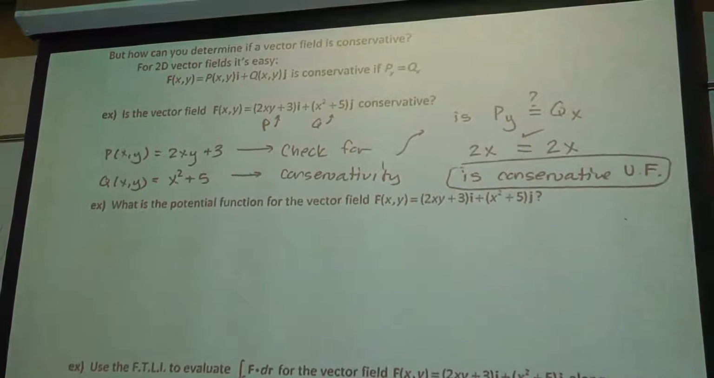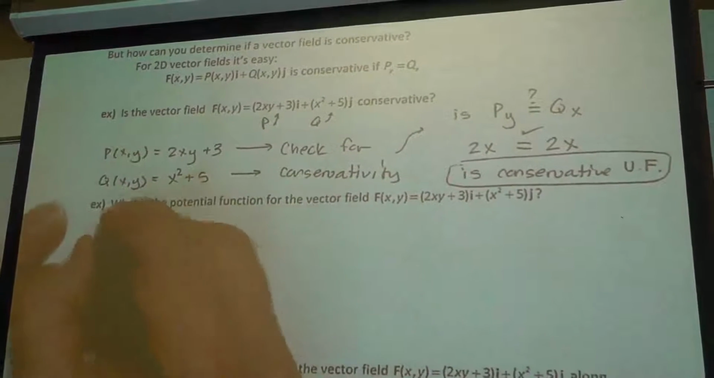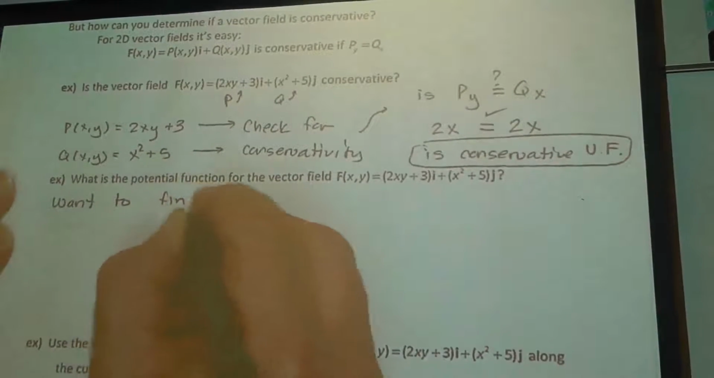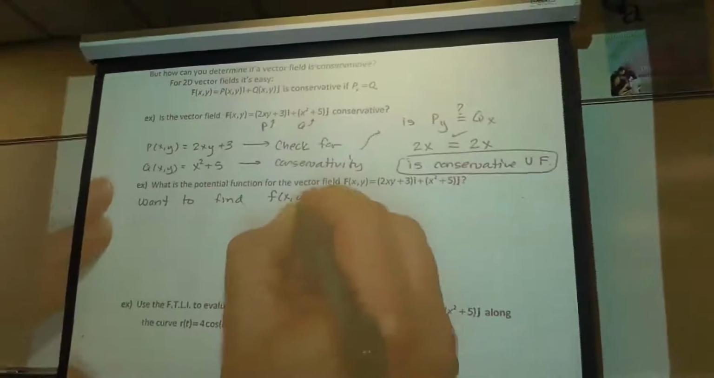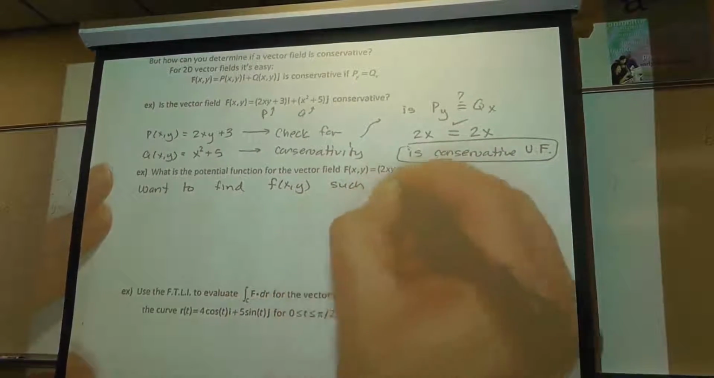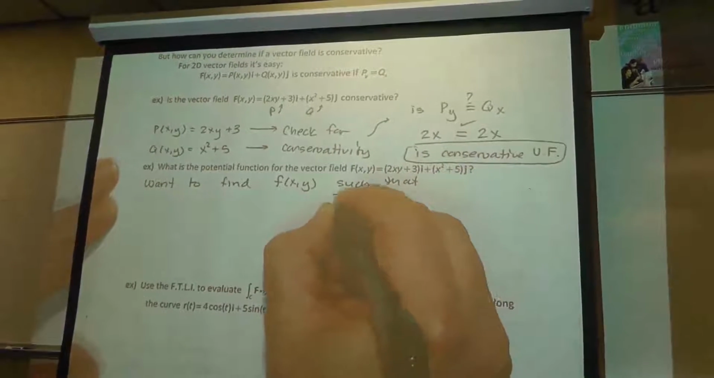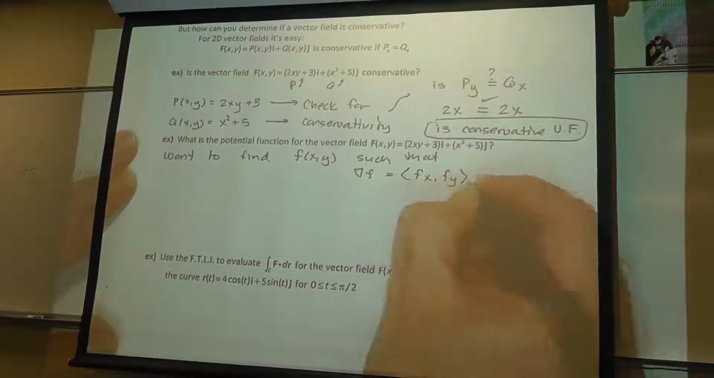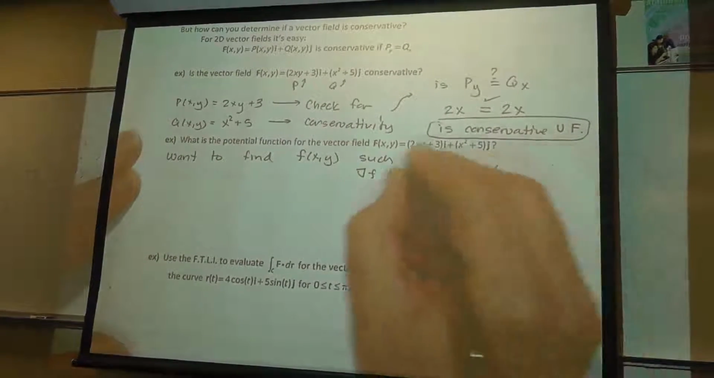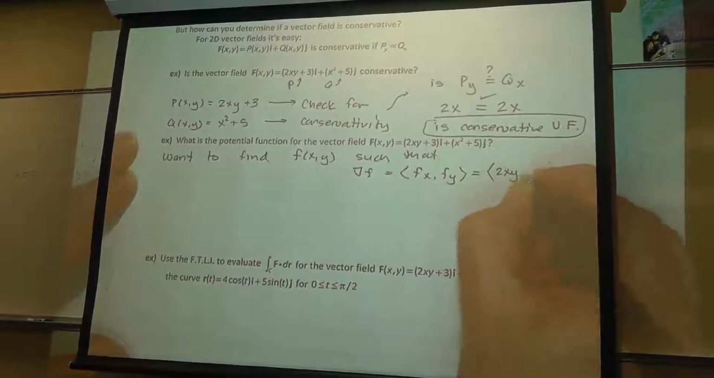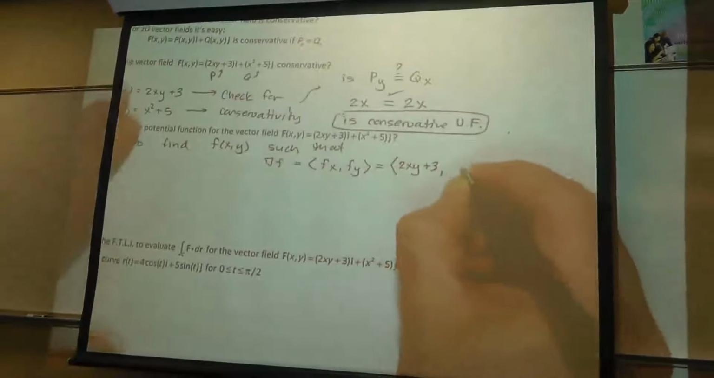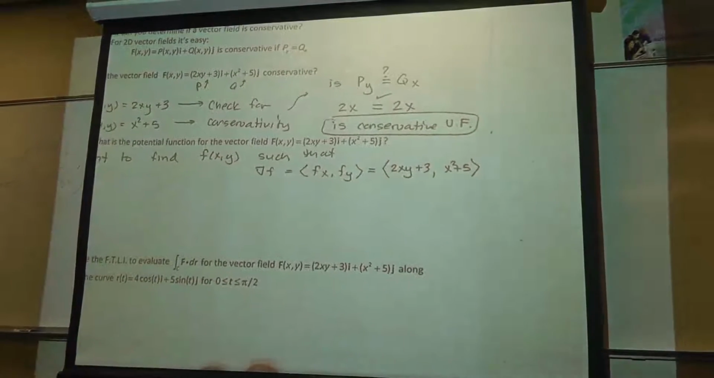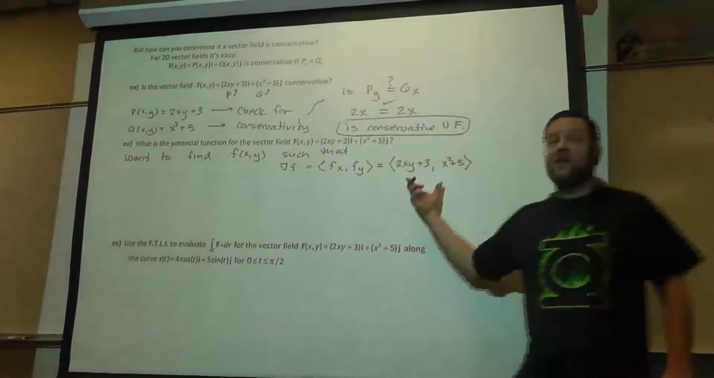How do you find that potential function? So in other words, we want to find a little f of xy function such that its gradient, which again is still constructed this way, is the same as the components of this vector field.